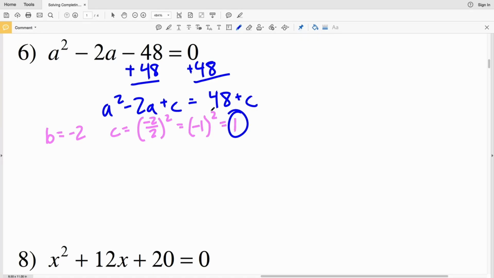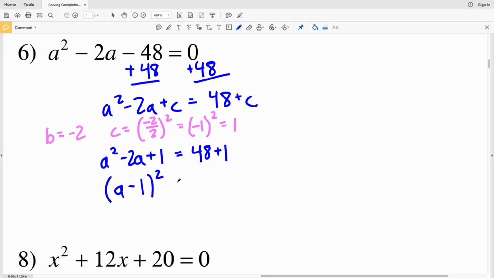So now substituting my c value in, I'll have a squared minus 2a plus 1 equal to 48 plus 1. Now this is in the form of a squared minus 2ab plus b squared, so I'm going to have a minus b squared. So that's a, since my a value is a, and my b value is 1. A minus 1 squared. That's going to equal 48 plus 1, which is 49. Now I'll take the square root of both sides, remembering to take into account my positive and my negative values.